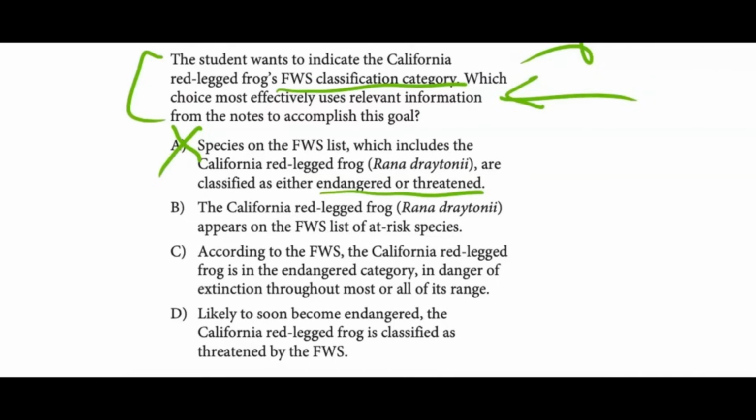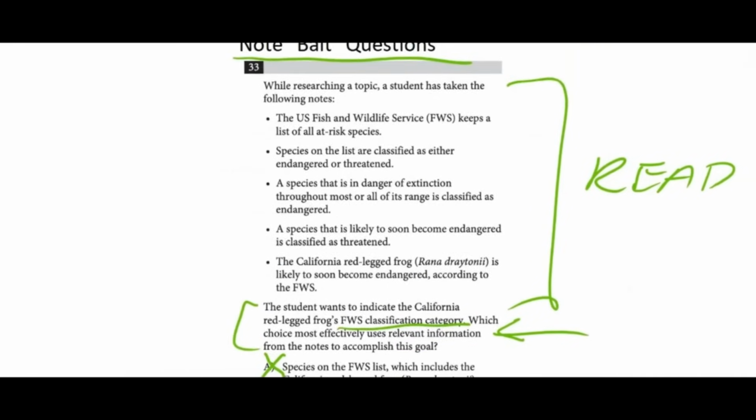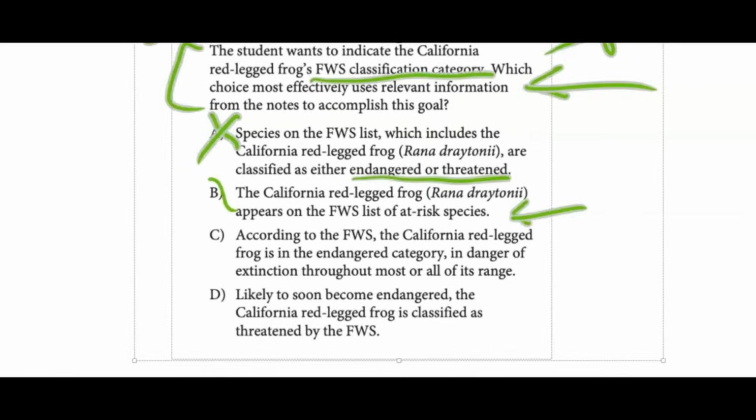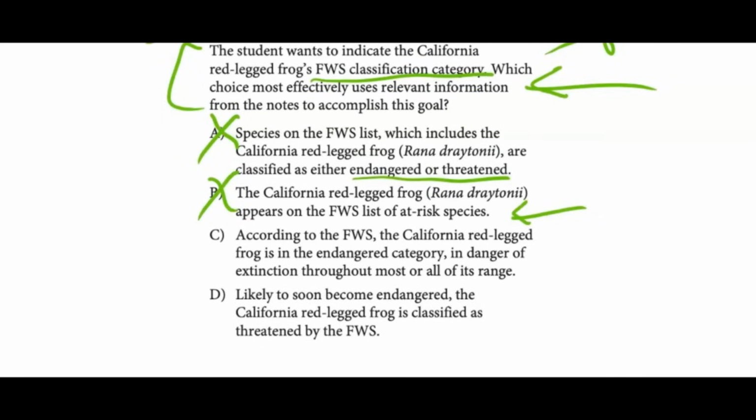B says the California red-legged frog appears on the FWS list of at-risk species. That could be a potential classification until you read the first bullet, which says the U.S. Fish and Wildlife Service keeps a list of all at-risk species. So everything in here is a list of at-risk species. So it's not a specific classification and therefore it cannot be B. C says according to the FWS, the California red-legged frog is in the endangered category, in danger of extinction throughout most or all of its range. So here could be a potential answer, right? Because it is making the claim that it's in the endangered category.